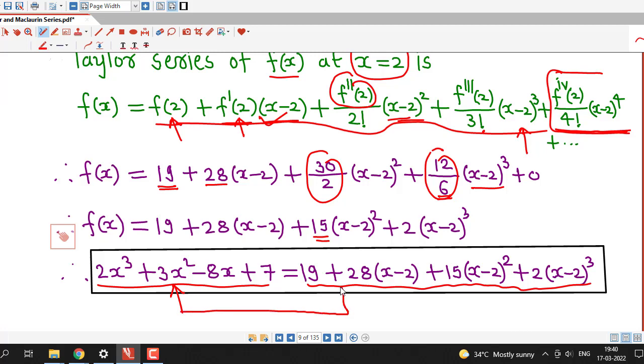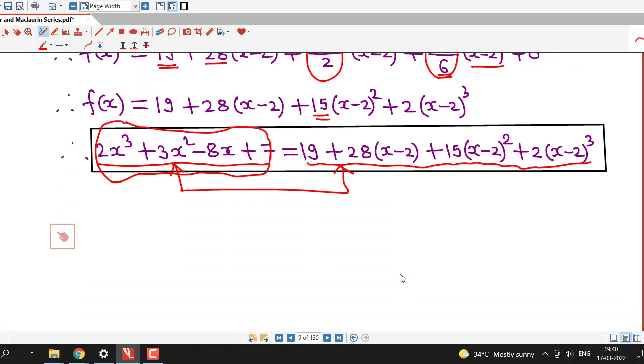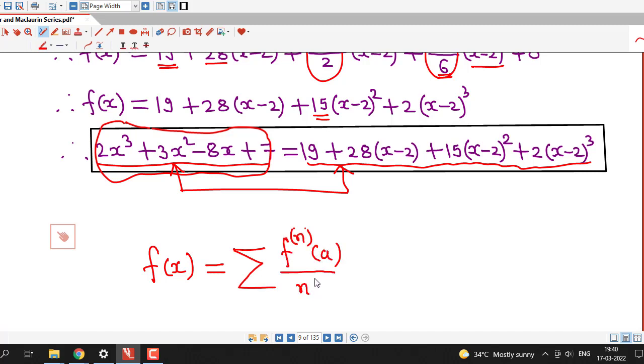So this is very nice. We are given a polynomial function, which is a function in powers of x, and using the Taylor series we are able to express this function in powers of x minus 2. Now if you observe, in earlier lectures we have not written that the Taylor series of f(x) is equal to whatever series we obtain. We are familiar with this.